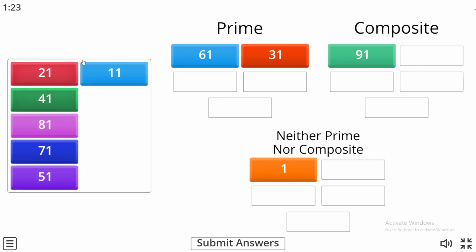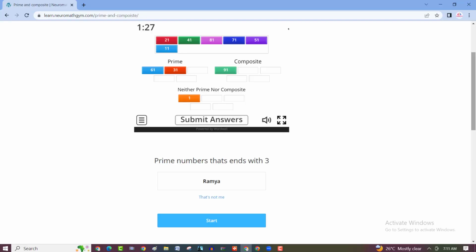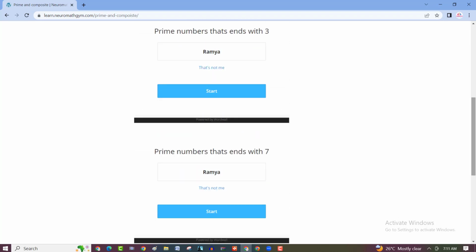So other than that you can try other numbers and you can check whether that is prime or composite. Children, you just play this game whenever you want, so that on seeing a number itself you can identify whether it is a prime number or composite number. Okay. So I hope you will enjoy this game.